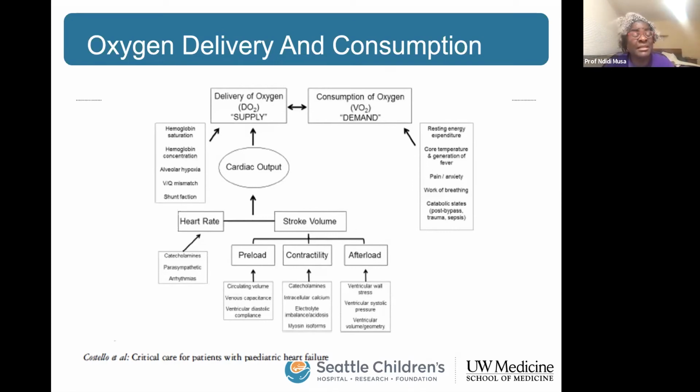Preload basically means how full the heart is. So the circulating volume or the venous capacitance. And contractility is affected by catecholamines. Intracellular calcium is necessary for actin and myosin binding to cause contraction. And then obviously, if you have electrolyte imbalances and acidosis, you can have decreased contractility. And then afterload is the resistance that the heart has to pump against. So things that can affect resistance or the SVR or afterload would be the ventricular wall stress, your ventricular systolic pressure, and the volume and geometry of the heart. All these things can affect afterload.